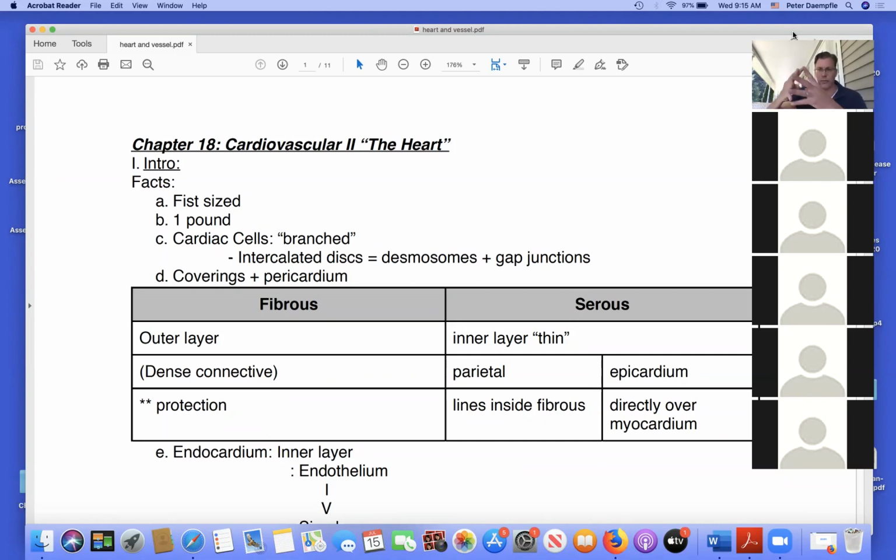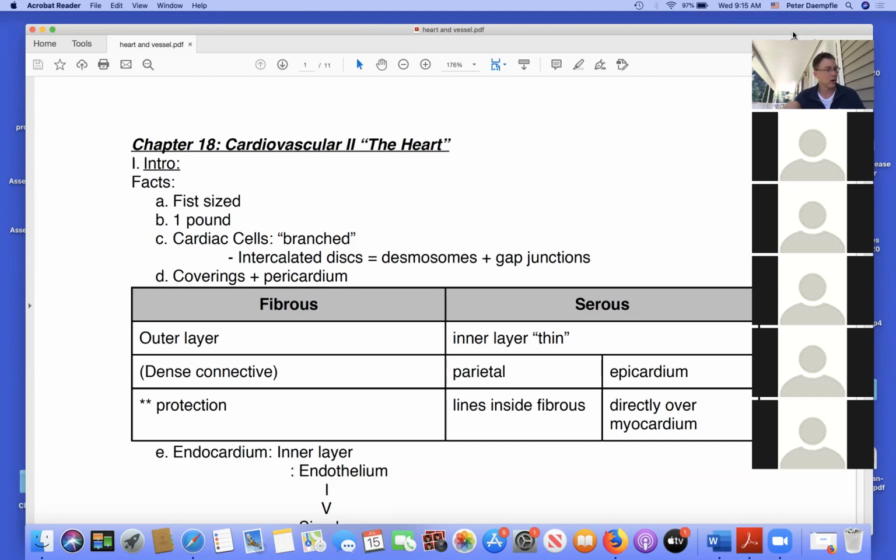It has, as you remember, muscle. The heart is made of muscle, and the heart muscle looks like this under the microscope. It's branched, giving it greater strength. The branches have intercalated discs, which are desmosomes and gap junctions to give it strength. That is just a mini review of the microscopic structure. So there's a lot of strength to the cardiac muscle cells.